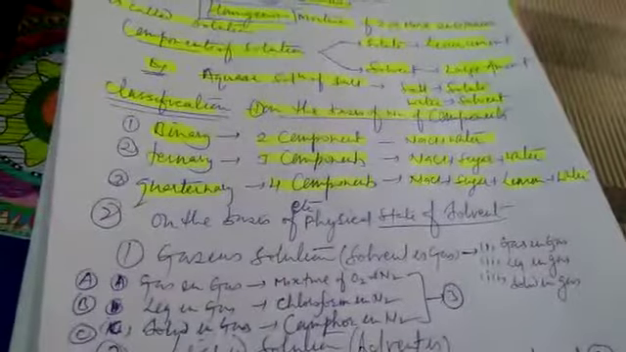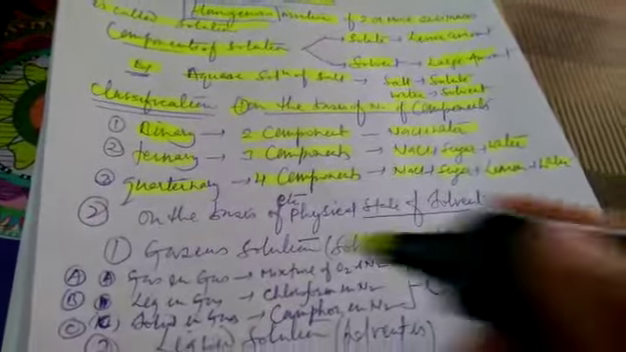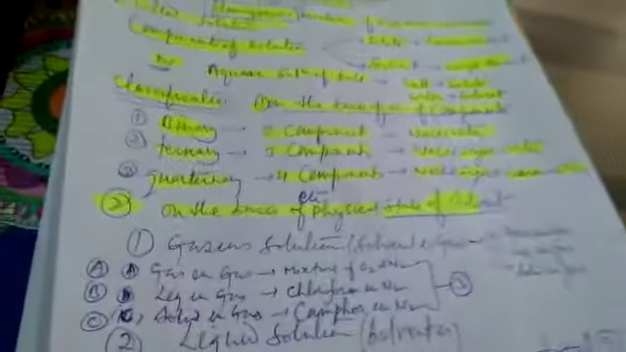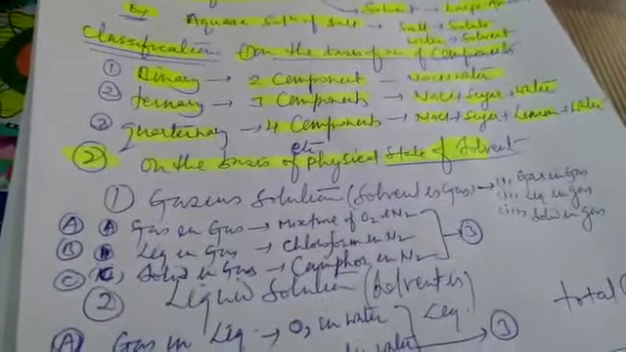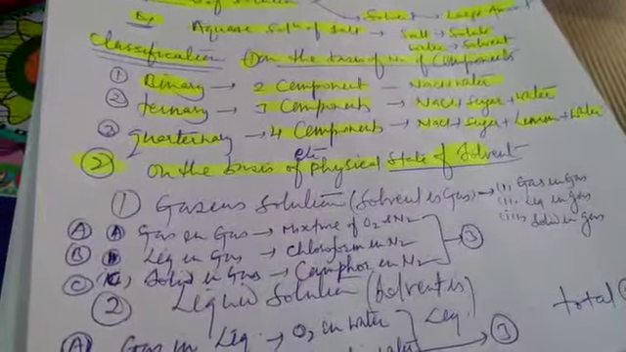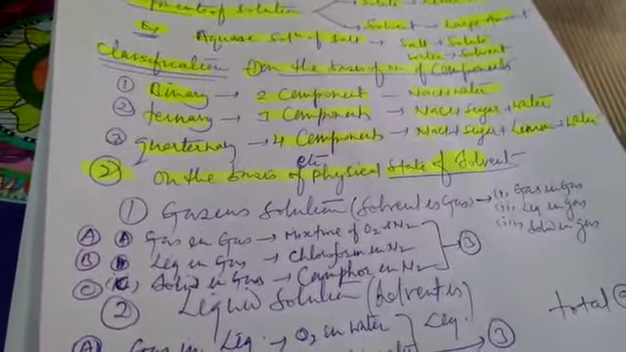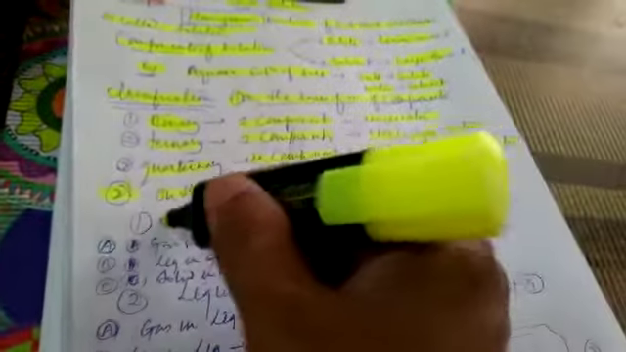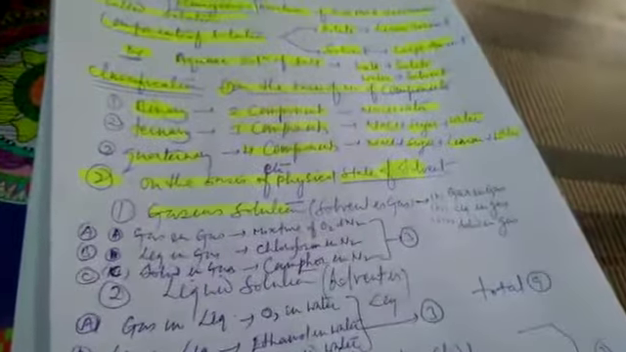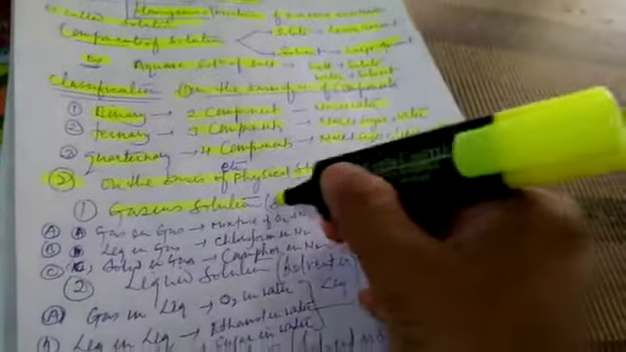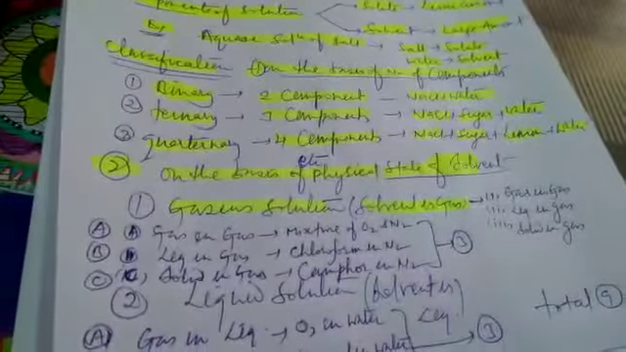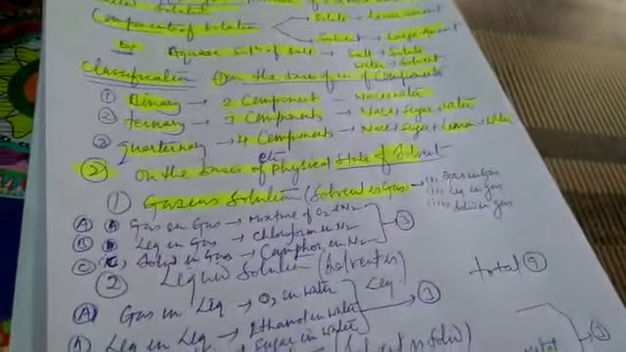Now, the second classification is on the basis of the physical state of solvent. If we consider the physical state of solvent, the solutions are of three types. First, gaseous solution. If the solvent is gas, then the solution is called gaseous solution.